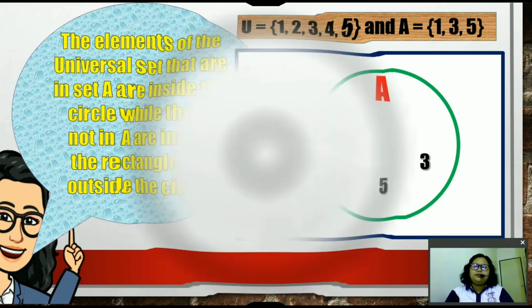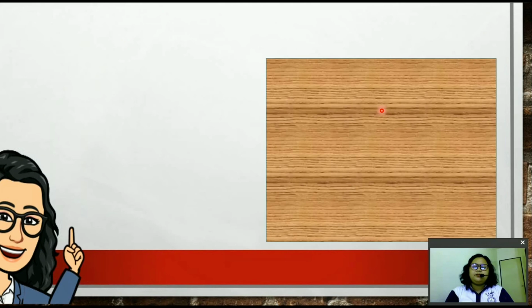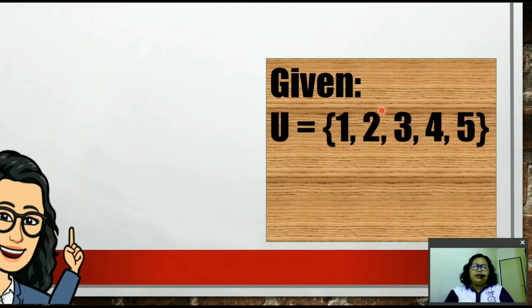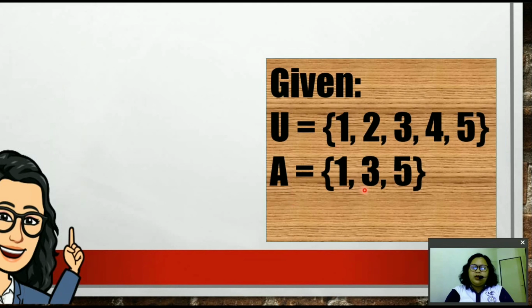So next. Okay, again, we have here the given. The universal set again consists of elements 1, 2, 3, 4, and 5. Again, we have set A consisting of elements 1, 3, and 5. And set B with an element of 1. So if you notice, we already have two sets and a universal set.